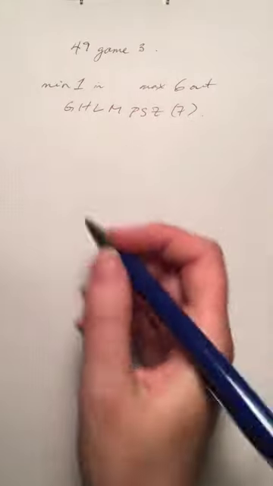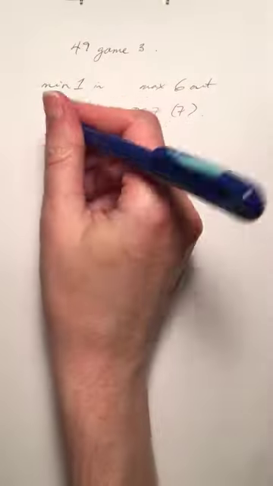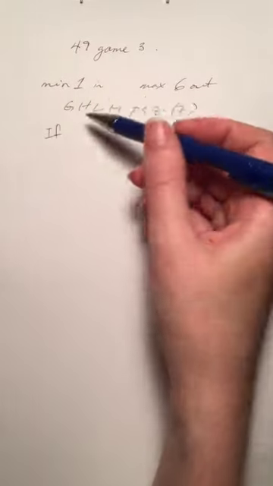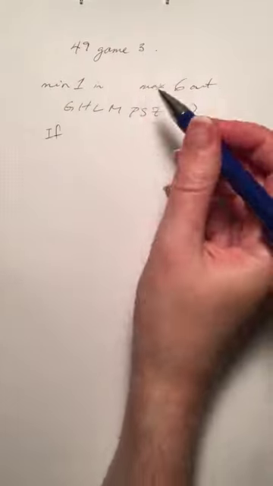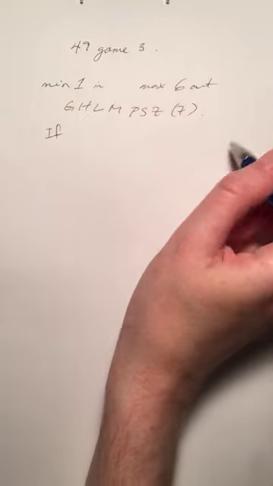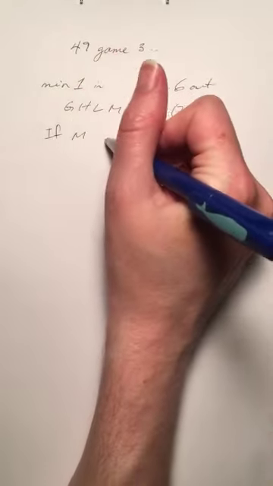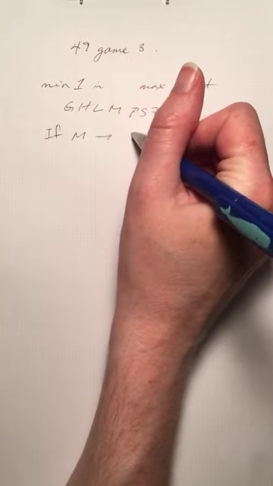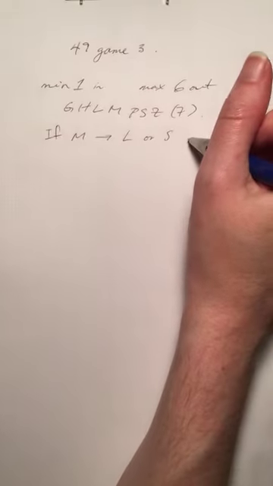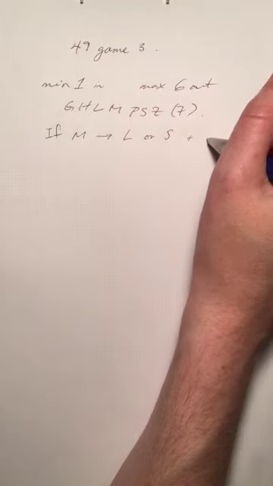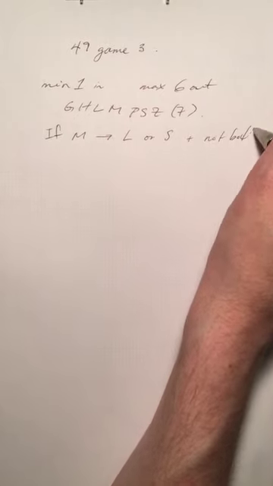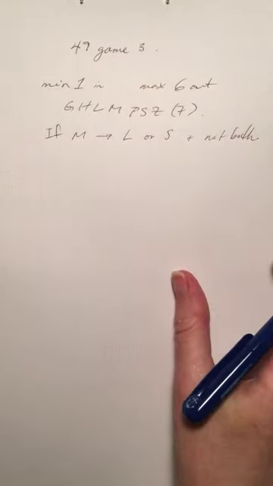Okay, and then we have all these restrictions. They all start with if, so we're just going to have kind of a line of our if statements with our triggers and an arrow and then the consequence. So if math is offered, then we have L or S and not both. So that's probably the most succinct way to write it.